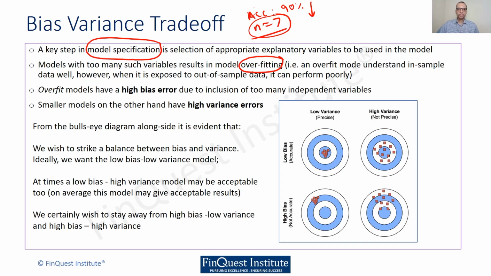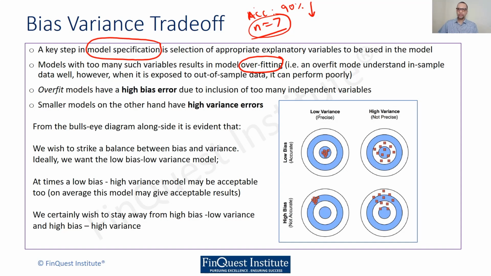That's why, as a part of model specification, choosing an appropriate number of explanatory variables is very, very important. Now we know the idea of overfitting the model, right? Overfit models have a high bias error due to the inclusion of way too many independent variables, whereas smaller models can be exposed to high variance errors. Here I've shown what we call a bullseye plot, and this bullseye plot helps us relate with the idea of bias and variance in a very nice manner.